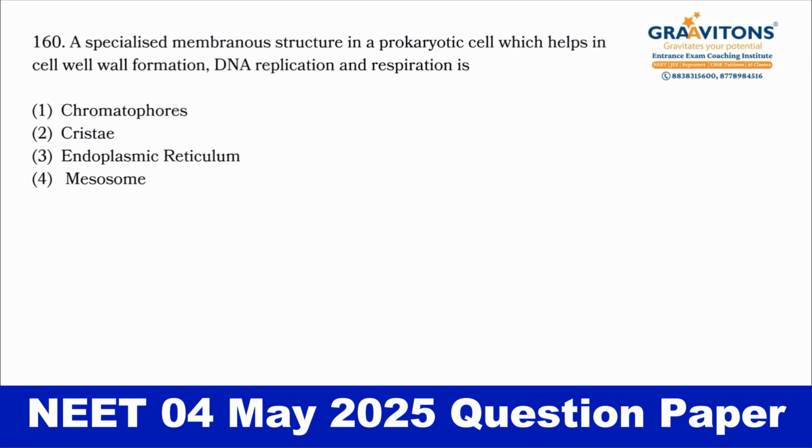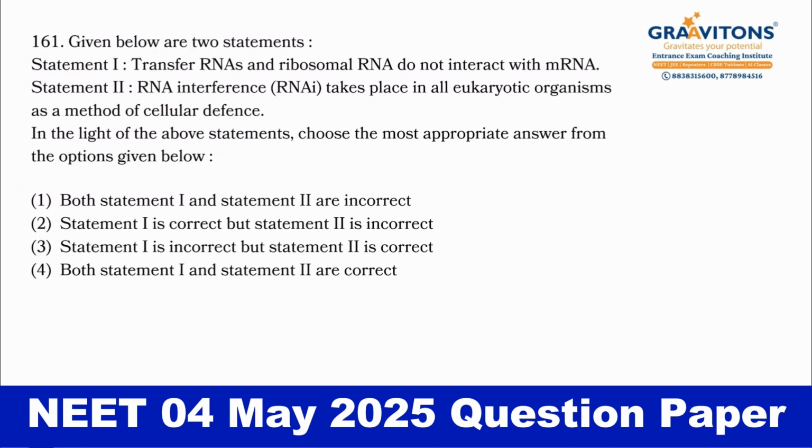And next question, question number 160. A specialized membranous structure in a prokaryotic cell which helps in cell wall formation and DNA replication as well as respiration, it is mesosomes. And the next question number 161, given below are two statements. Statement 1, transfer RNAs and ribosomal RNA do not interact with mRNA.